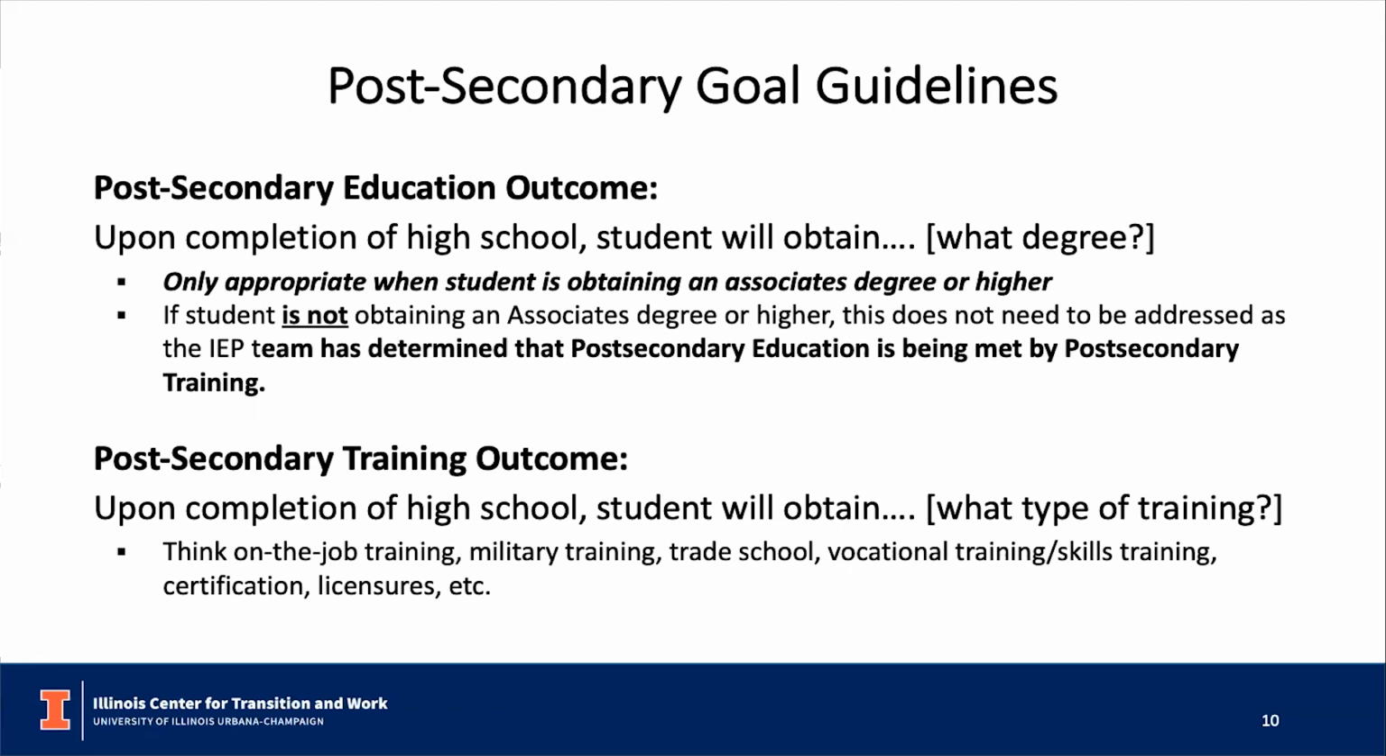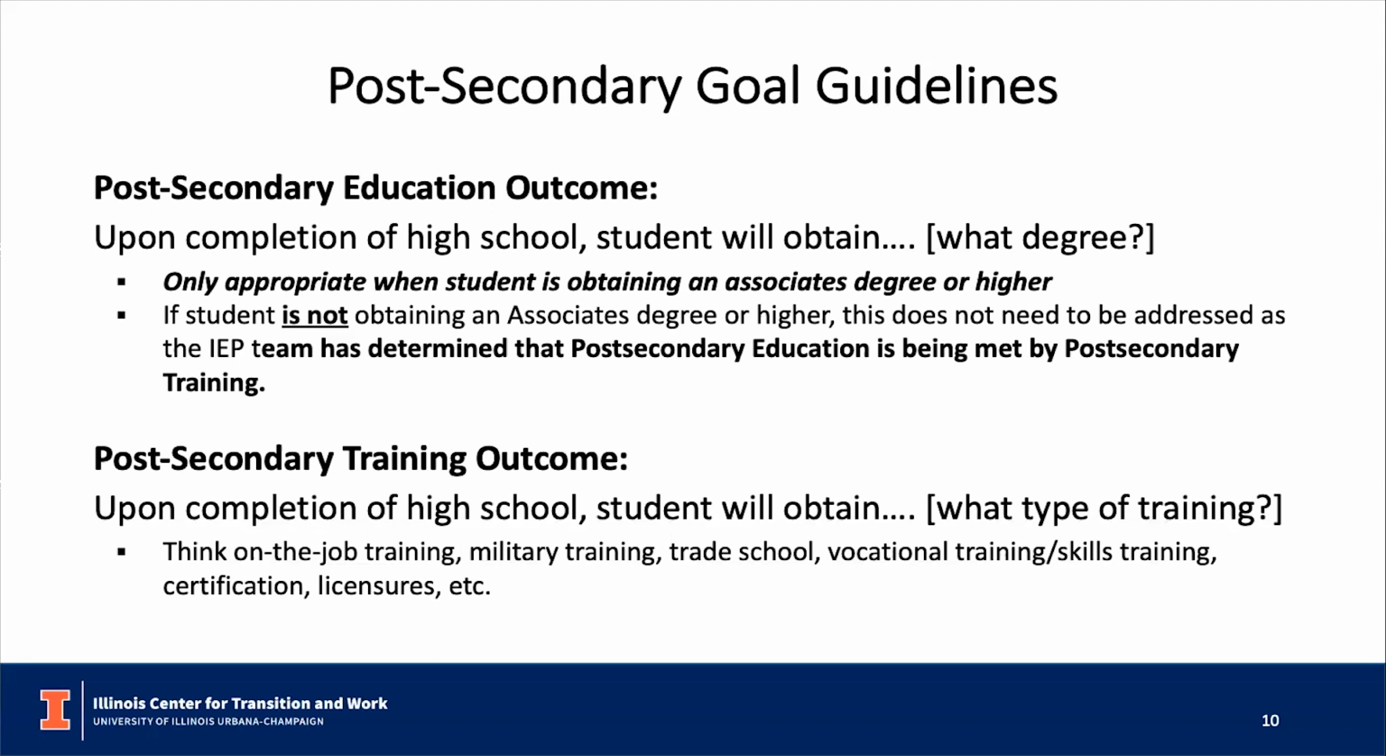So if that includes a job that requires an associate's degree or higher, meaning, like I said, a 2 or 4 year degree, it could even mean a master's or a PhD. But if they're going to be obtaining one of those, we're talking about a formal education outcome.